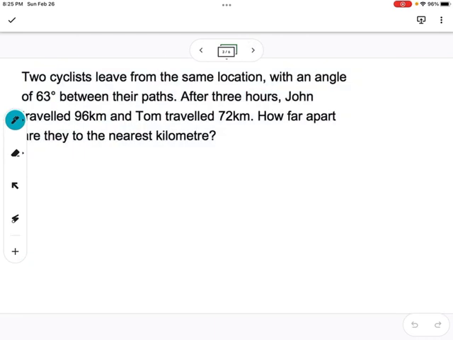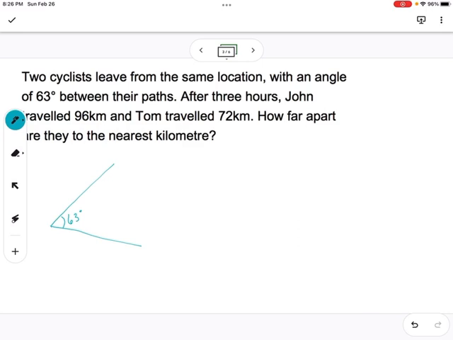Okay, now looking into the word problems, when you do these, a reminder, you want to draw a diagram of everything that it tells you in the question. That will help you determine what type of triangle you have, as well as the steps you're going to take. So two cyclists leave from the same location with an angle of 63 degrees between their paths. So we have two different paths. The angle between those is 63 degrees.